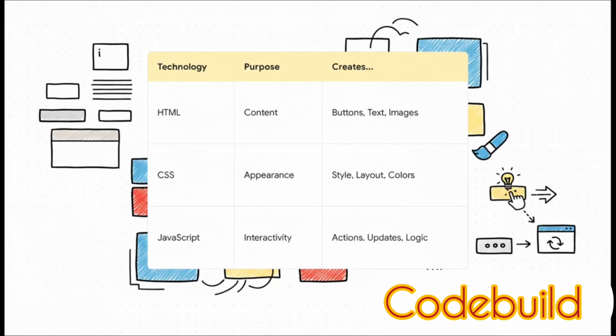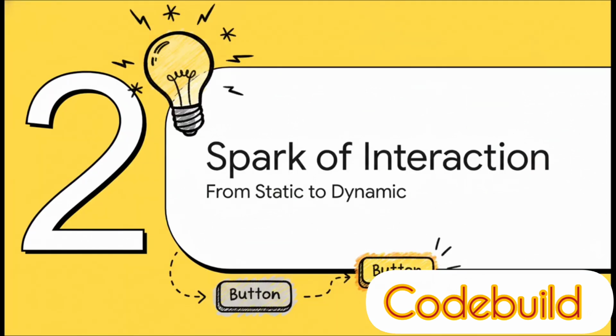This table really breaks it down perfectly. HTML creates all the raw stuff, CSS makes that stuff look pretty, but look at what JavaScript brings to the party. Actions, updates, and logic. Without that piece, clicking a button on a website would do, well, absolutely nothing at all. Okay, so let's add that spark of life. Let's see exactly how JavaScript takes a totally static, lifeless button and actually gives it a purpose.